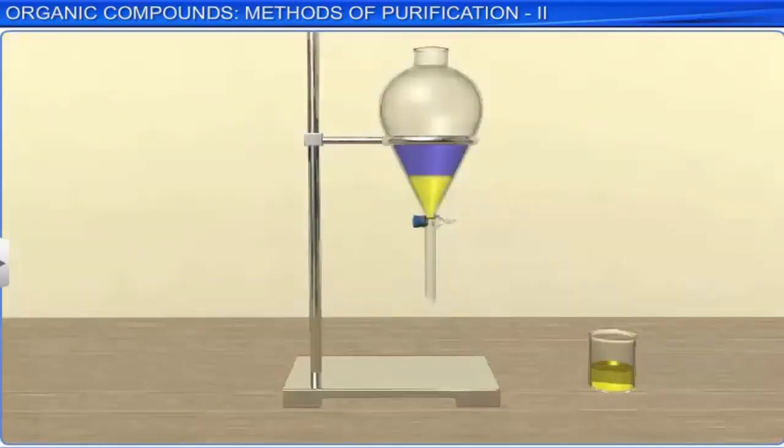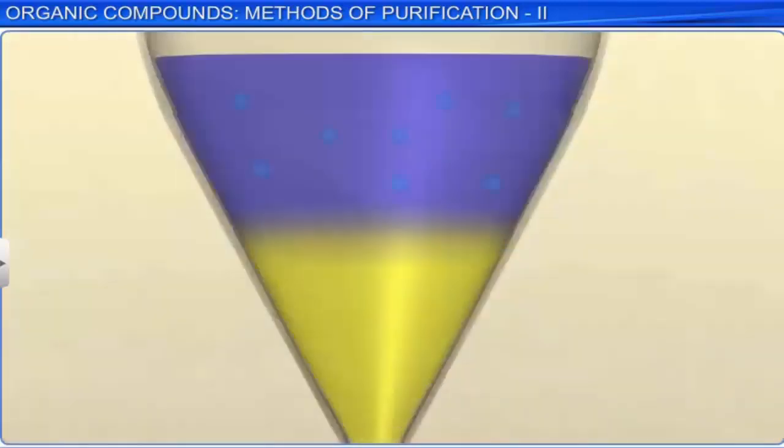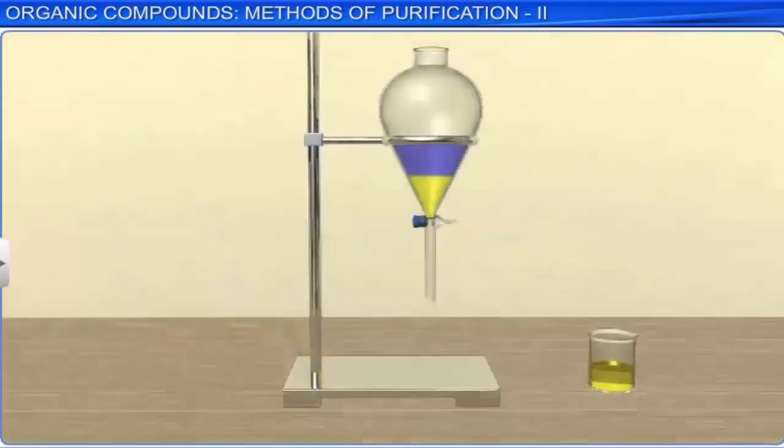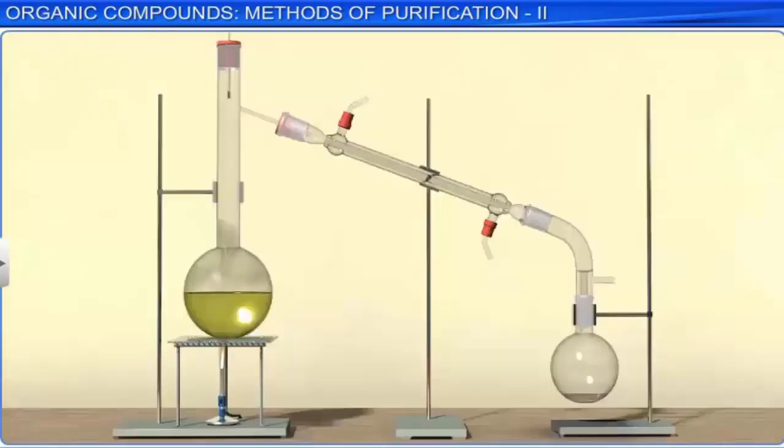On standing, the organic compound and the solvent form two separate layers in the funnel. The organic compound, being more soluble in the organic solvent, goes into the organic layer. If the organic solvent is denser than water, then it goes down and occupies the lower layer in the separating funnel. The two layers are collected separately by opening the stopcock. The organic substance is recovered from the solvent layer by distillation.